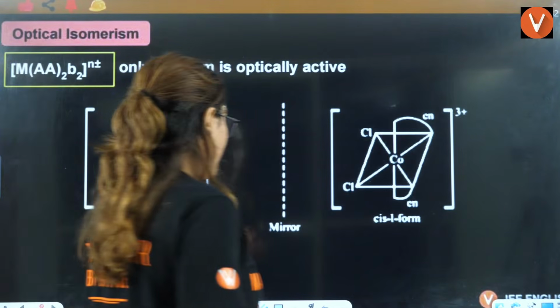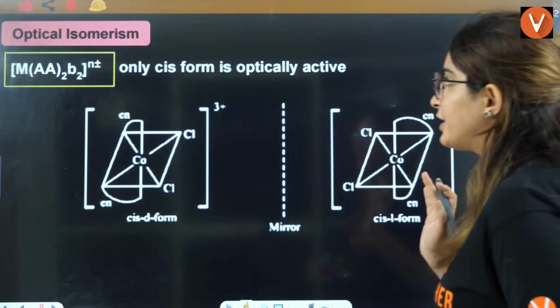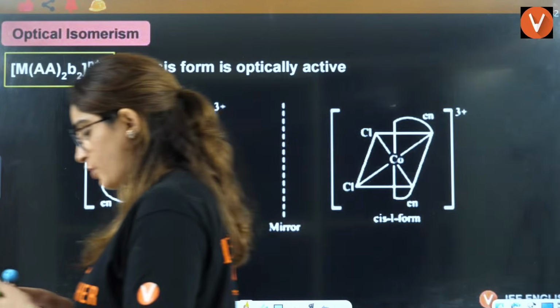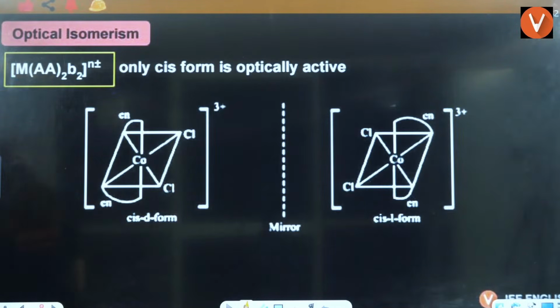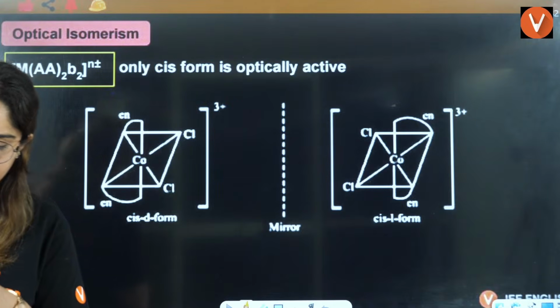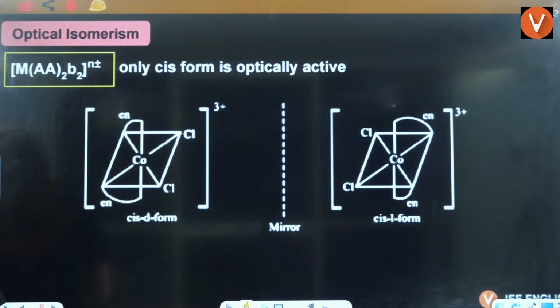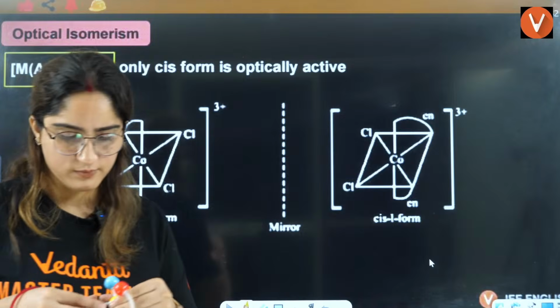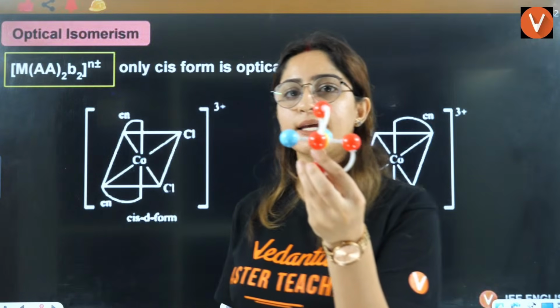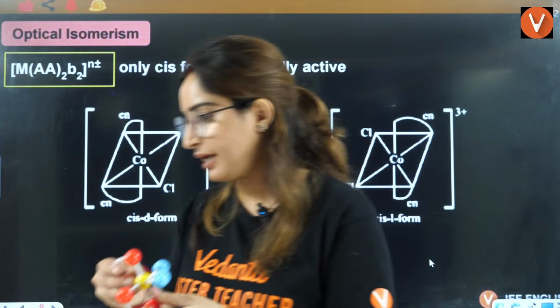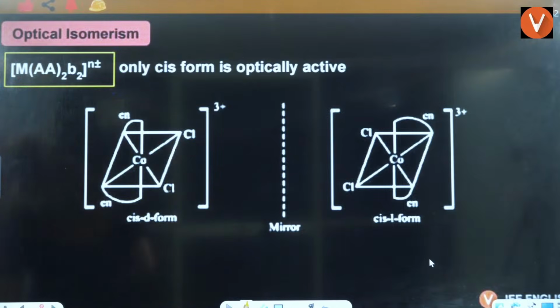Last one of today, that is when you have AA2 and B2. Two AA you have and one is B2. Apart from this, they are not going to ask you anything. That's my promise to you. AA2 B2. Right? Everybody, who will tell me if there is any possibility or not?